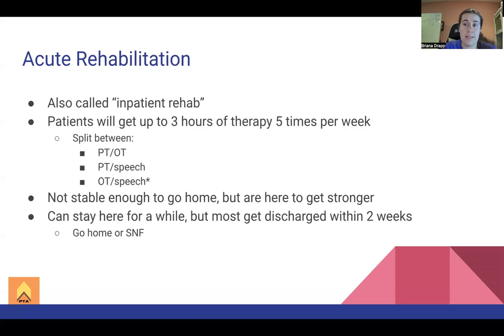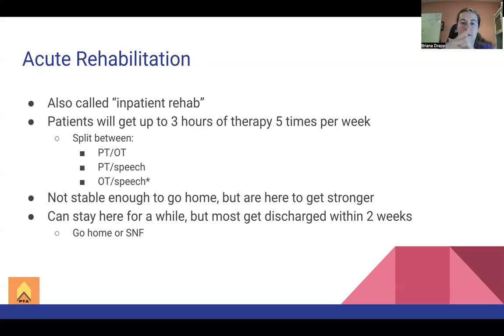Okay, acute rehabilitation. This is what we think of as inpatient rehab. So if you see IPR, inpatient rehab, that is what this is. So this is where you're getting the most intense therapy you're probably ever going to get in your entire life if you end up here. You will be seen for 3 hours a day of therapy. That's not a typo. You will be seen for 3 hours of therapy per day, 5 times a week. So you are getting 15 hours of therapy every week. So you're working part-time doing physical or occupational or speech therapy.